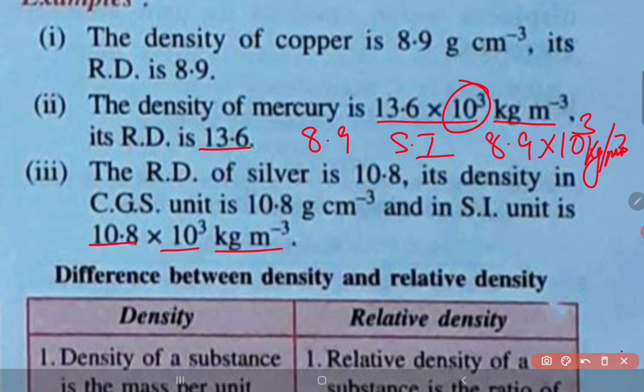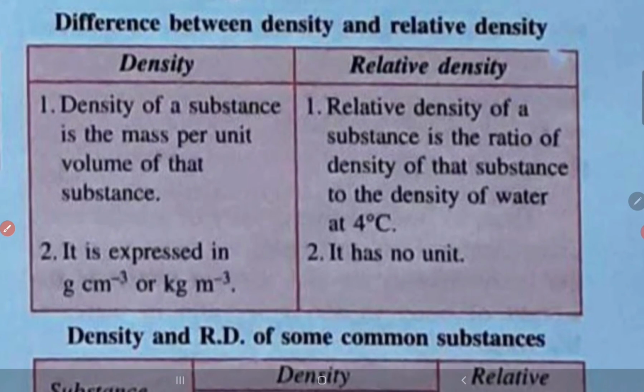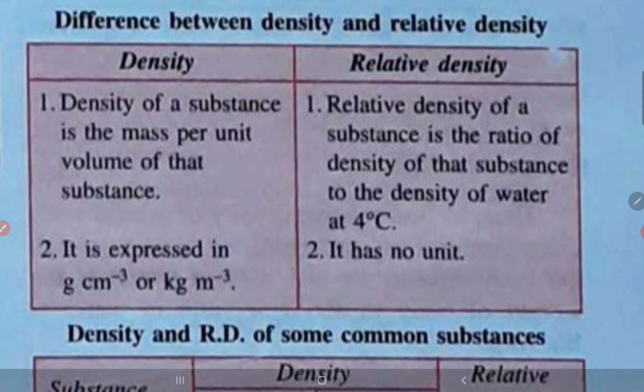Let us go to the differences between density and relative density. There are 2 points. These are very easy. Number 1, density of a substance is the mass per unit volume of that substance. This is the definition of density. Relative density is the ratio of the density of that substance to the density of water at 4 degrees Celsius. Number 2, density is expressed in gram per centimeter cube or kilogram per meter cube, whereas relative density doesn't have any unit. These are the 2 differences between density and relative density.